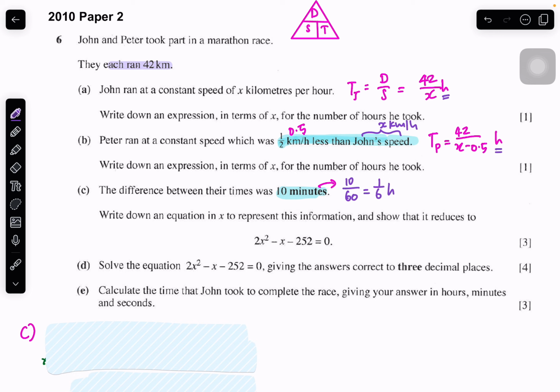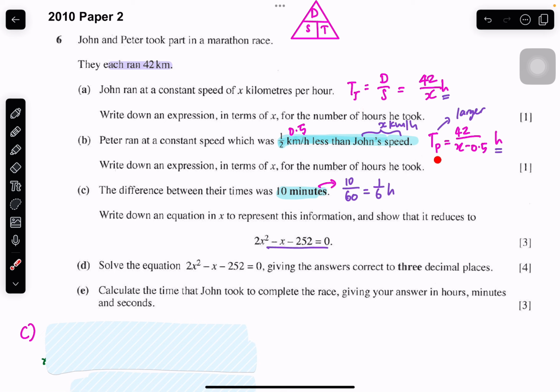Alright, so in order for you to show this equation over here, we would definitely need to make use of the answers in part A and B. So my question is, which person took a longer time? Okay, so think about it logically, right? This is a fraction. If the denominator is smaller, it means that the fraction would be larger, correct? So in this case, the time taken by Peter must therefore be longer than the time taken by John.